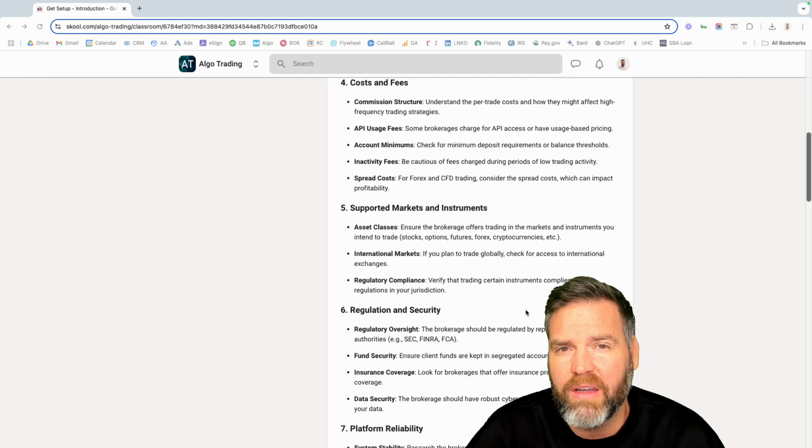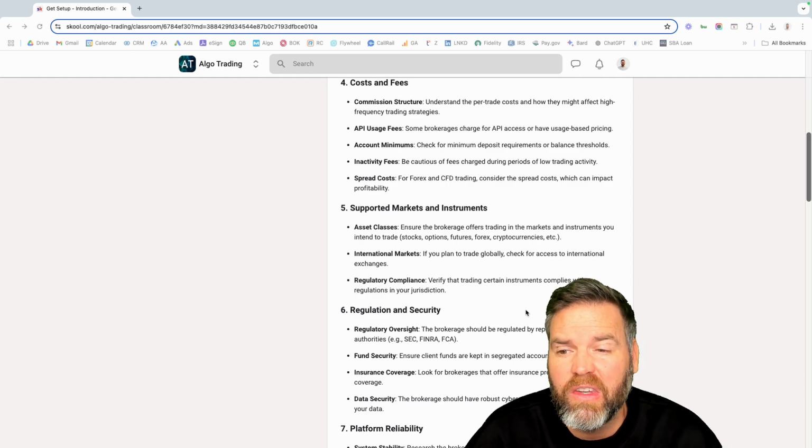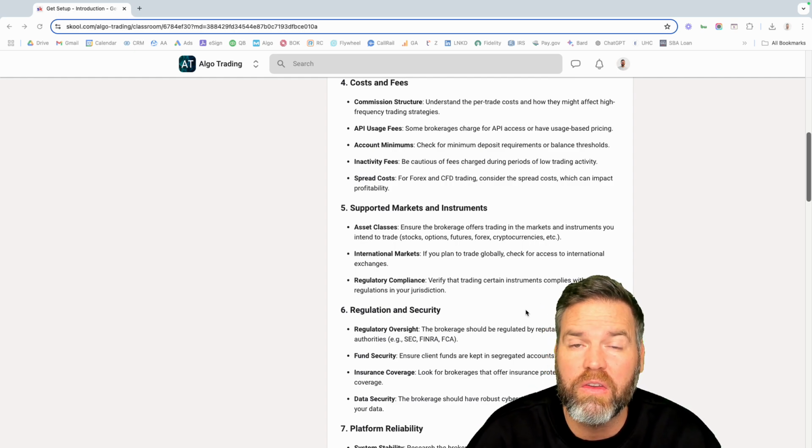So knowing what type of assets you're going to be trading, and does your platform support those assets? Obviously, international markets, are you going to be trading internationally? And any type of regulatory compliance. Verify that trading certain instruments complies with the regulations in your jurisdiction. Whatever country you're in, you got to make sure you understand what the compliance is for those instruments that you'll be trading.